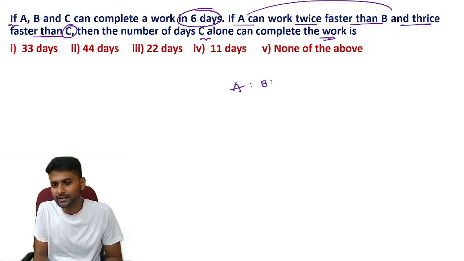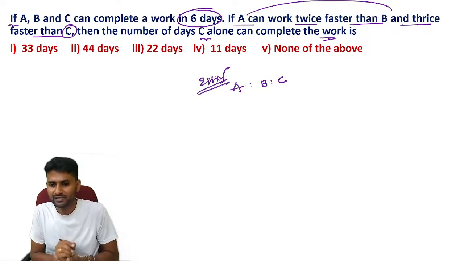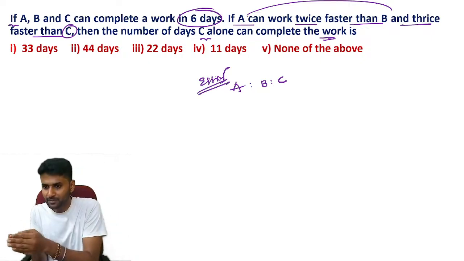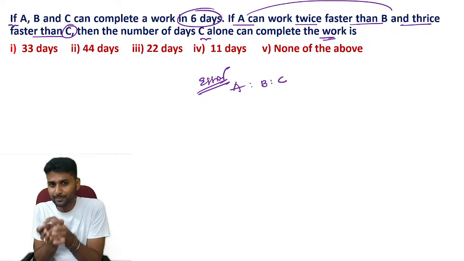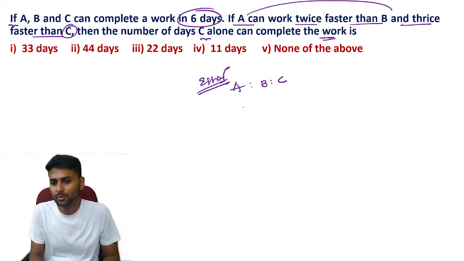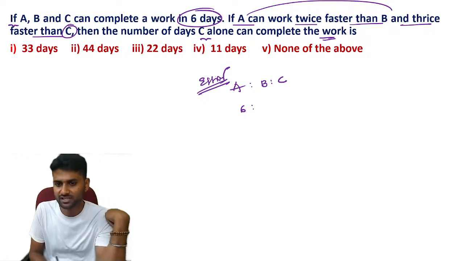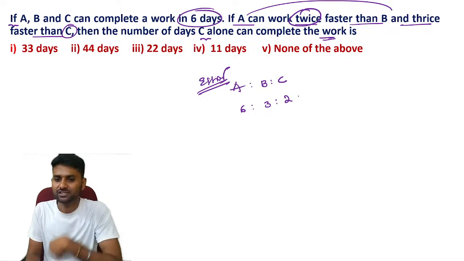First you have to identify the efficiency of A, B, and C. Now A compared with B is twice, A compared with C is 3 times. That's why the common multiple of 2 and 3 is 6. Let us assume A's efficiency is 6 units. A is twice as fast, so B is 3 units. And A is thrice as fast, so C is 2 units. Now see, 2 into 3 is 6, 3 into 2 is equal to 6. In this way you will get it.